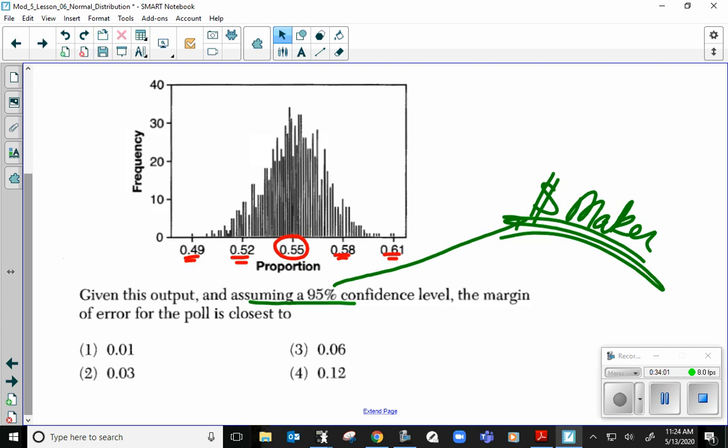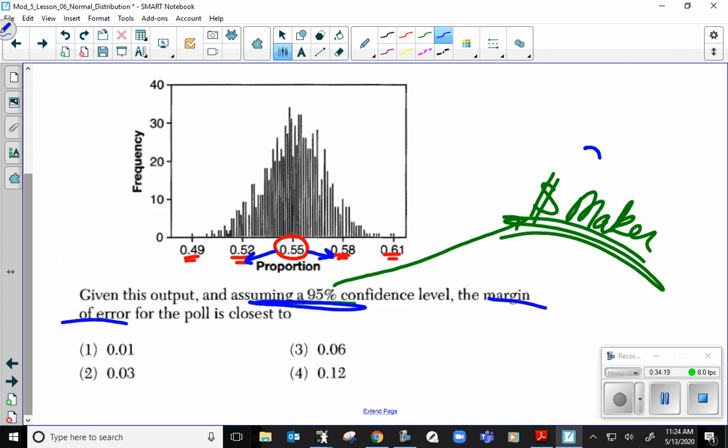95% confidence level. The margin of error for the poll would be closest to. Now, when they're asking us for this, what's the margin of error here? Okay, they're saying, how far left and right can I go to achieve this? Well, 2 standard deviations. Yeah, but we don't know what the standard deviations are. But what they do give us down below are some choices here. Okay, 4 choices for margin of error.